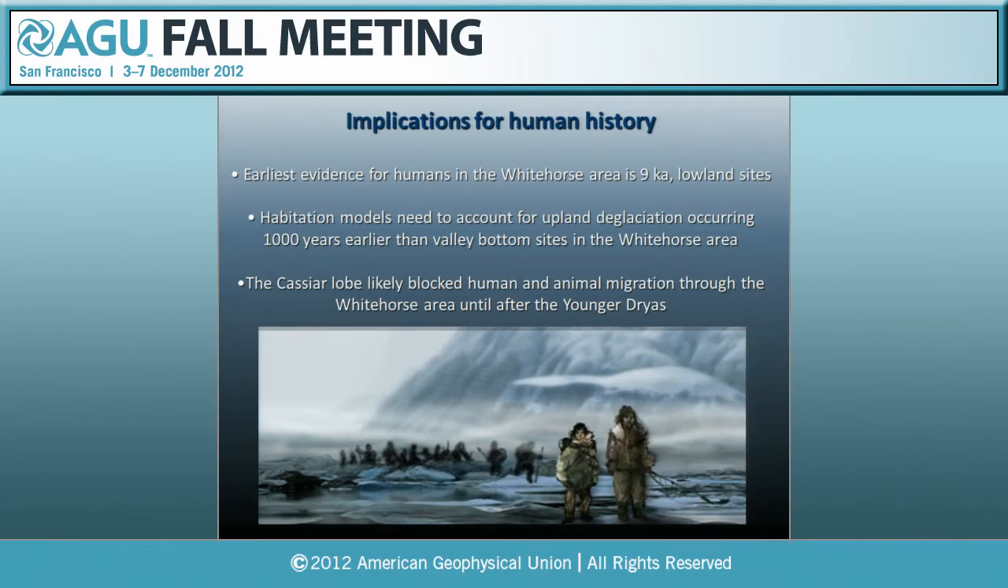If you're interested in finding earlier sites for human occupation within the Whitehorse area, the southwest part of the Yukon, I think you have to consider the upland areas in terms of human habitation. The Cassiar lobe likely blocked human migration through the Whitehorse area during the Younger Dryas period. There's a significant amount of ice still persisting in southwest Yukon at this time. This may vary to the east, but at least in the southwest Yukon, there's a significant amount of ice.